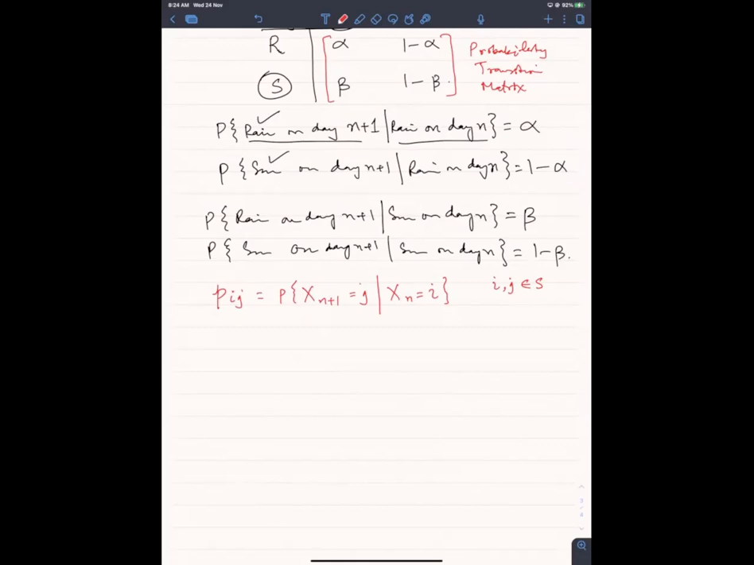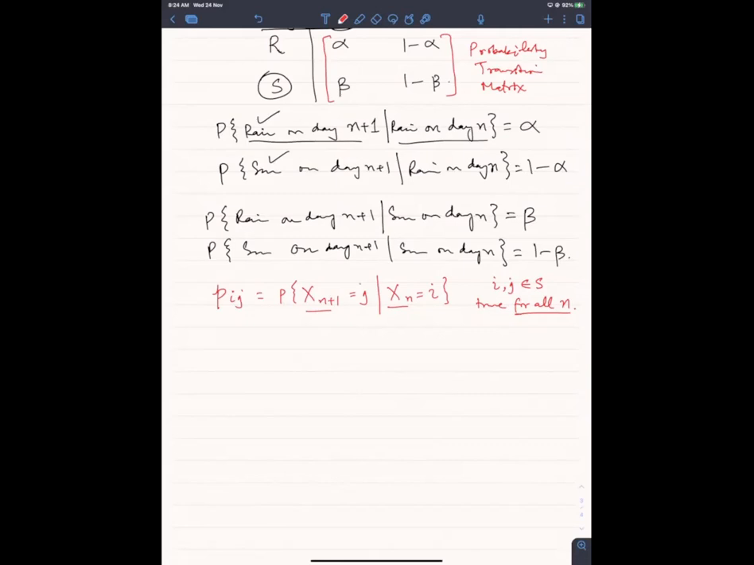And this is true for all n. For any n this will be true, and this should not change. Otherwise, you will have what we call a non-stationary probability transition matrix. Okay? These probabilities will always remain constant.